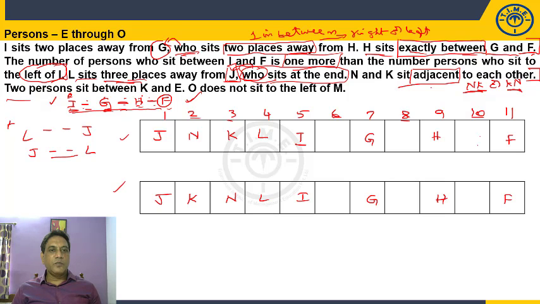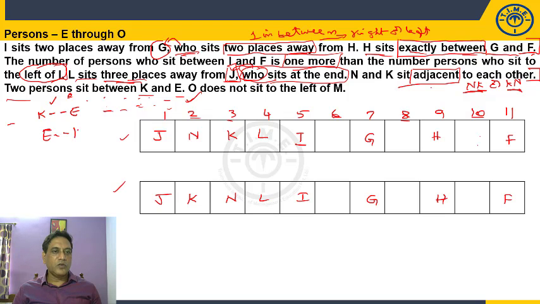2 persons sit between K and D. If again 2 persons sit between K and E, it is not given whether it is towards left side or right side. So actually we should check both the cases. Whether it is to the left side of K or right side of K, two persons between K and E, or it can be like this. So we have to check both the cases.